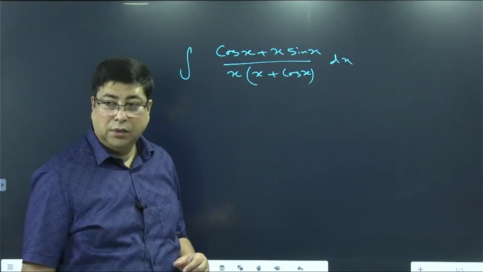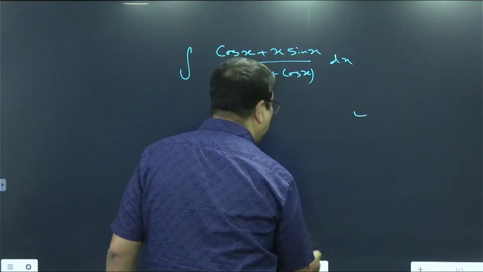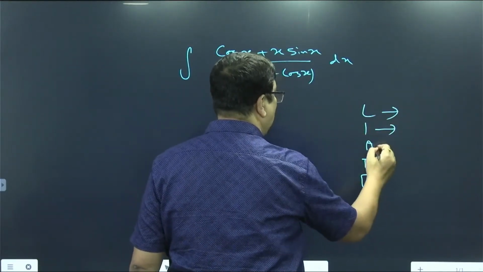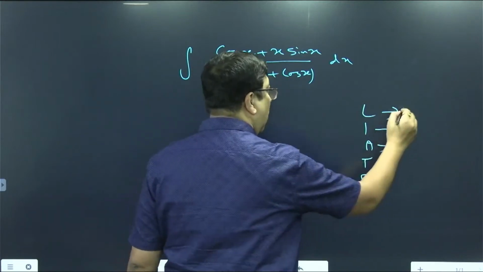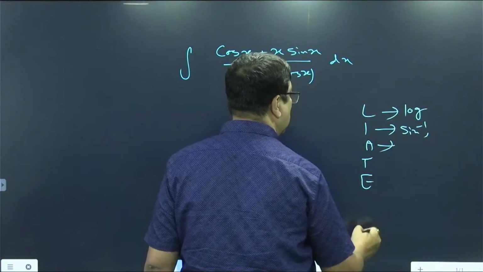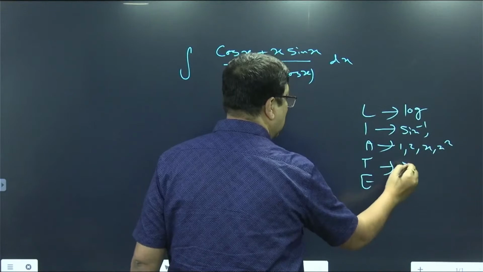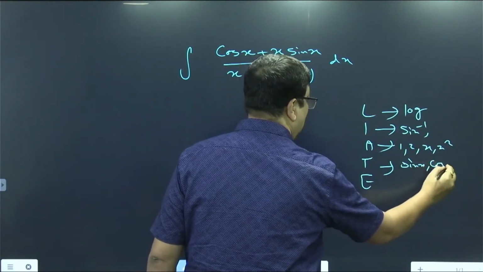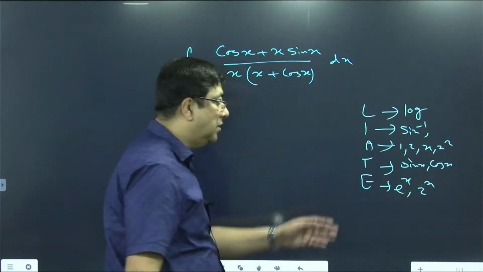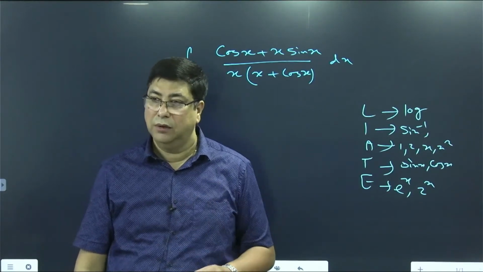Multiplied by x. Remember one thing, there are 5 types of functions in our syllabus. The functions are LIATE: log, inverse, algebraic function. Inverse means sine inverse, cos inverse, tan inverse. Algebraic function means 1, 2, 3, x square. Like this, trigonometric function, that is sin x, cos x, and exponential function e to the power x, 2 to the power x, e to the power sin x, like that. Whenever there is a mix, the problem is coming there.